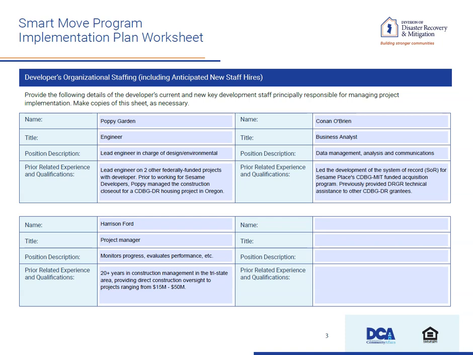Here, you may want to include the individual's experience managing projects of similar size or experience utilizing federal funding, such as CDBG-DR, CDBG-MIT, or FEMA Public Assistance. This information will allow DCA, during its technical review, to really hone in on those individuals managing the implementation of this project to ensure that the project can be completed as described. Please make copies of this sheet as necessary.